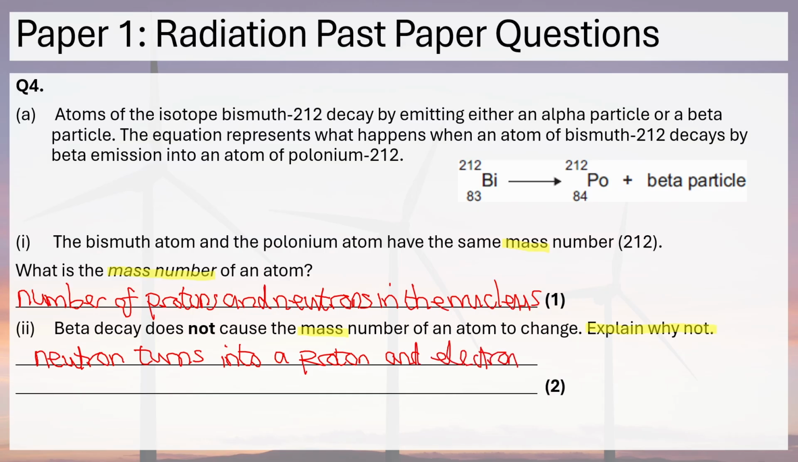So there's my first mark for stating what happens. I could also say there, I lose a neutron and gain a proton. It's the same thing really. They don't mind which way you put it. Therefore, point 2 for the second mark, because a neutron and a proton have the same mass, there's no change in the mass number. There we go, second mark.